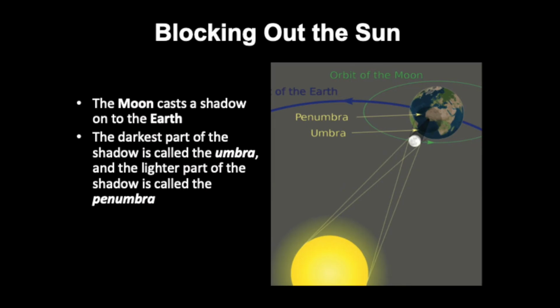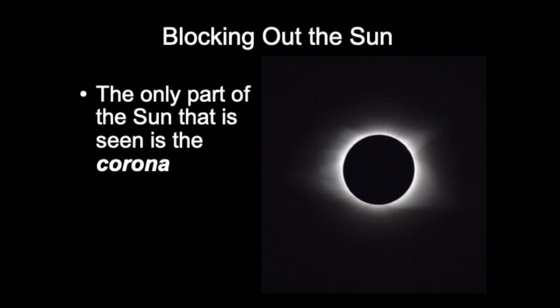As a result, the moon casts a shadow onto the earth, and the darkest part of the shadow is called the umbra, while the lighter part of the shadow is called the penumbra. During a total solar eclipse, the only part of the sun that you can see is the corona, which, if you think about it, it's absolutely amazing that the moon is the perfect size to just cover the sun, seeing that the sun is so much larger than the moon, but the moon is in just the right location in order to do what it does during a solar eclipse.